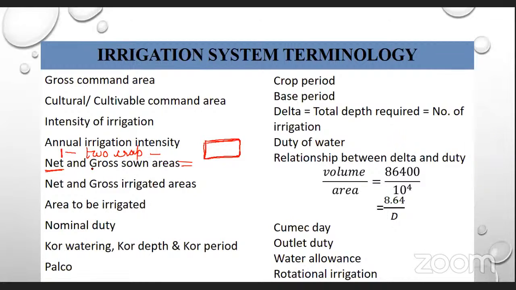But if someone asks you how much area you have taken in once in two seasons, that area will be known as the gross sown area. The total cropped area will be equal to the gross sown area, and this gross sown area is equal to net sown area plus whatever area we are sowing more than once. So this is very important.